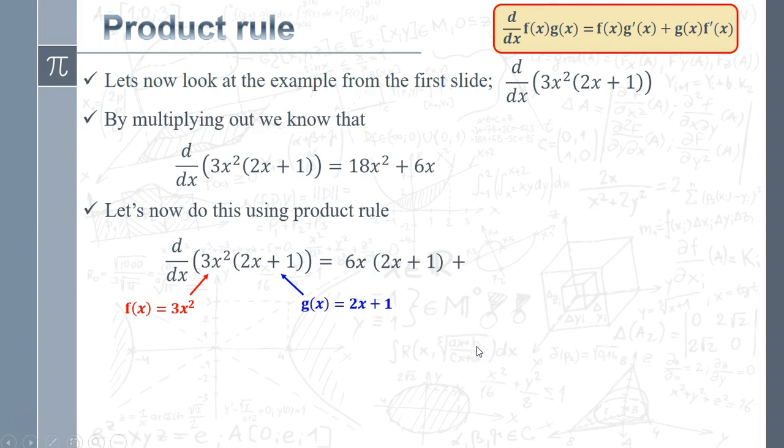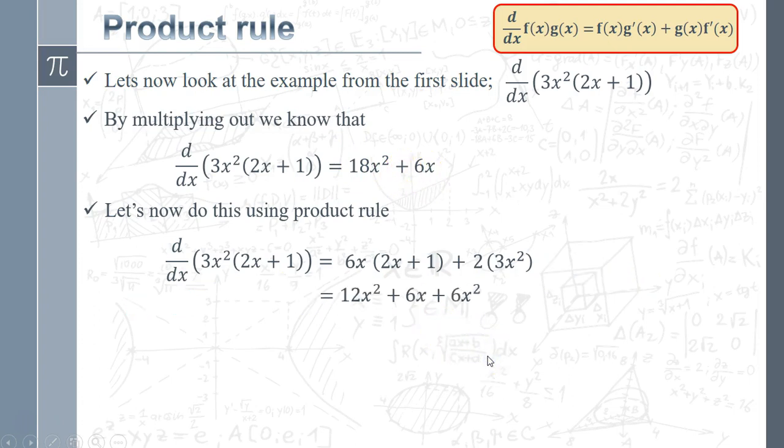And now add on to that what I get from differentiating the second one. So just differentiate 2x plus 1, I get 2. Leave the first one alone. There it is. So there we go. There's my result. What we're going to do now is prove that this thing here, when we tidy it up, ends up as 18x squared plus 6x.